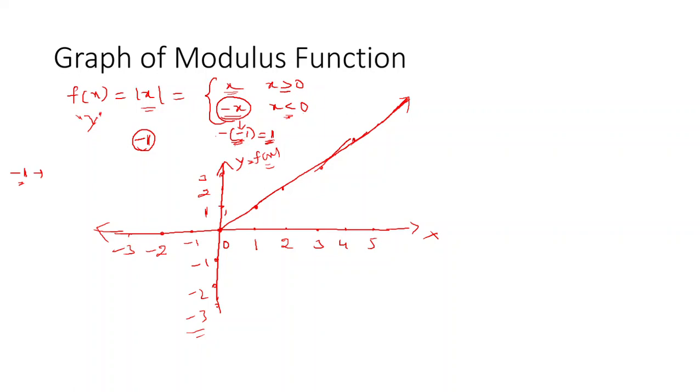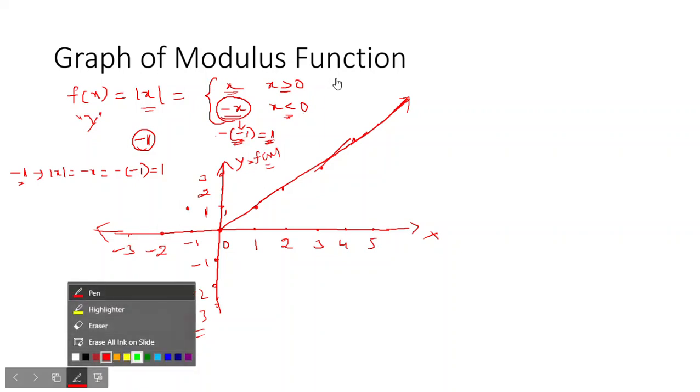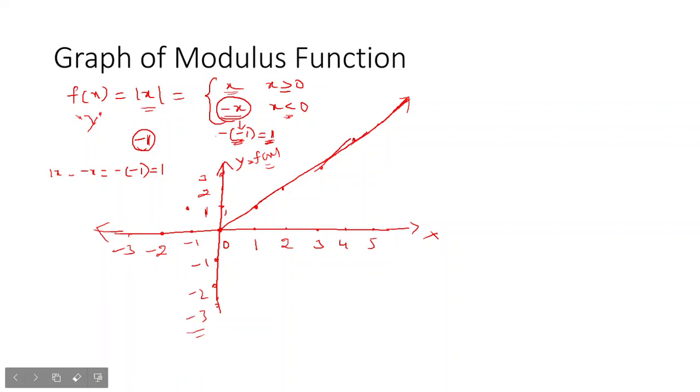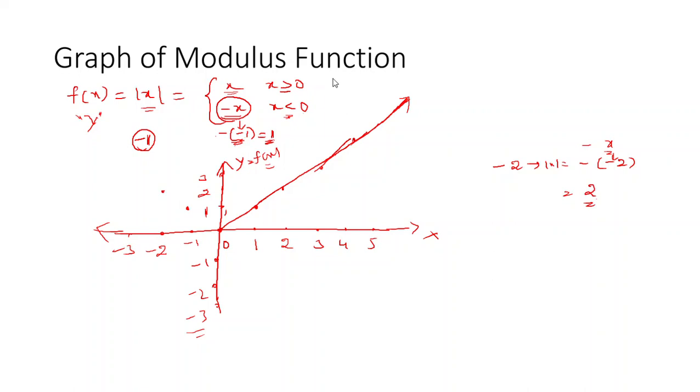So when x is minus 1, modulus of x is equal to minus x. This implies minus of minus 1, that is equal to 1. So when x is equal to minus 1, modulus of x is 1. And let me write it here. So when x is equal to minus 2, modulus of x is equal to minus of minus 2. This is minus of minus x. So x is minus 2. So now it becomes 2. So when x is minus 2, the value is 2. Like when x is 3, it is 3. When x is 4, it is 4.